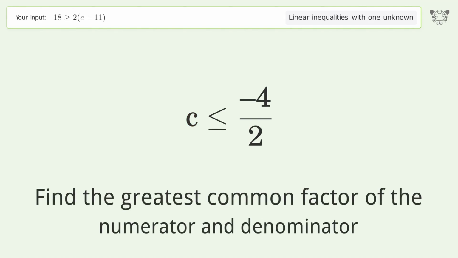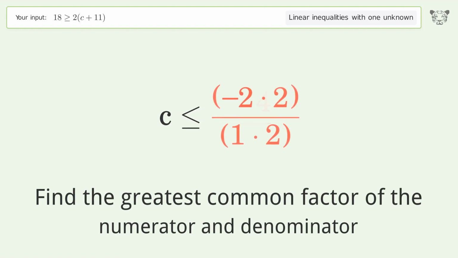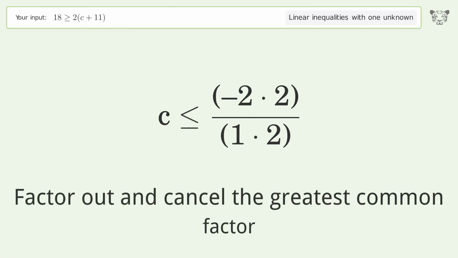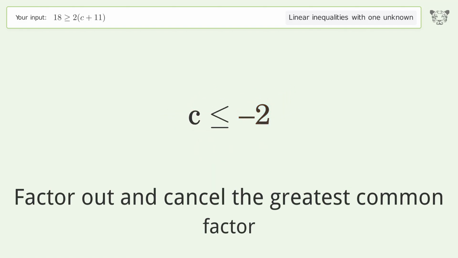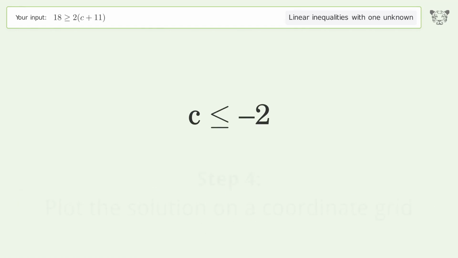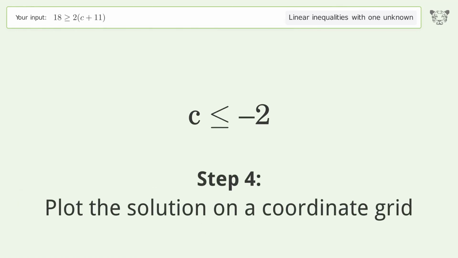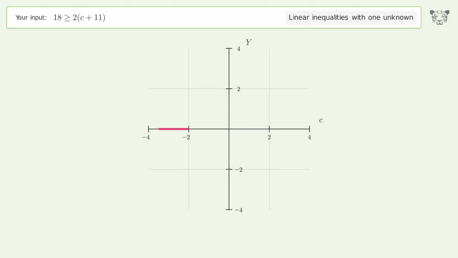Find the greatest common factor of the numerator and denominator. Factor out and cancel the greatest common factor. Plot the solution on a coordinate grid. And so the final result is c equal or smaller than -2.